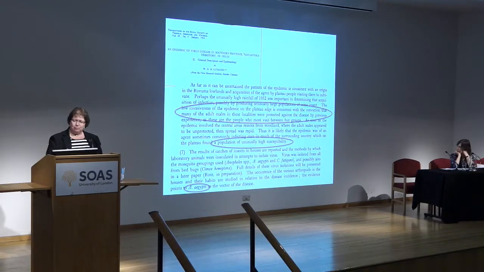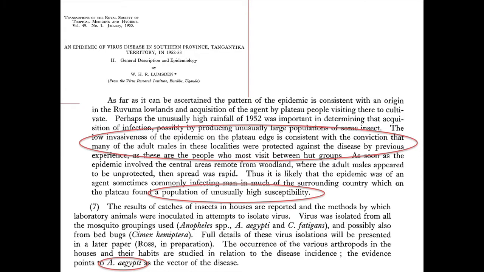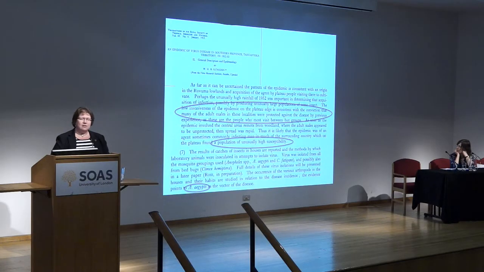So it was thought that this was a particularly susceptible population, but that the rural population in the lowlands adjacent to the forest were perhaps more regularly exposed. They made a big effort to collect all kinds of insects from the houses and found the virus particularly in the Aedes aegypti mosquito, and thought this was probably the vector of the disease.